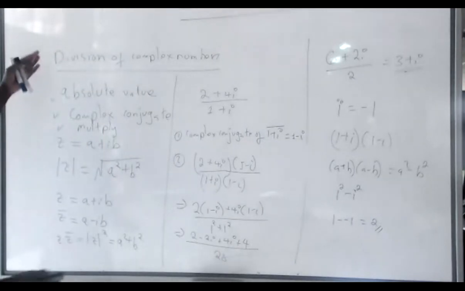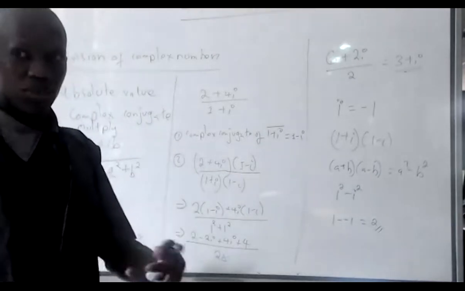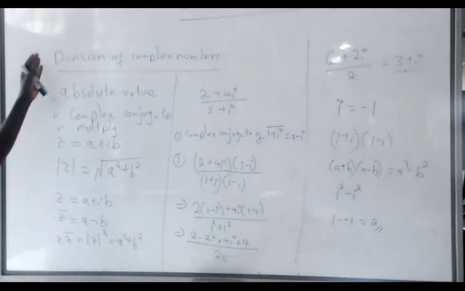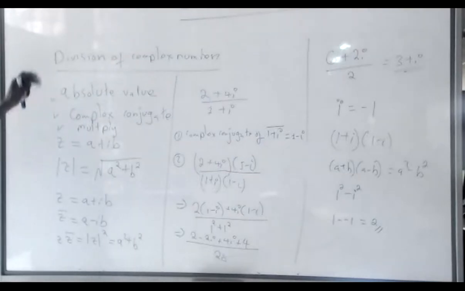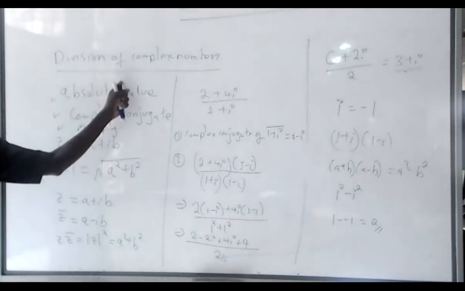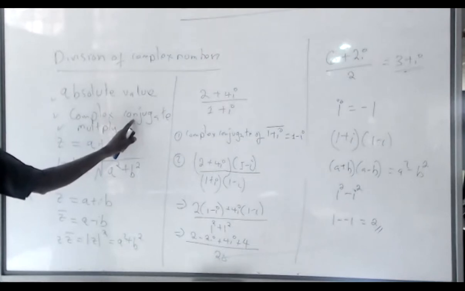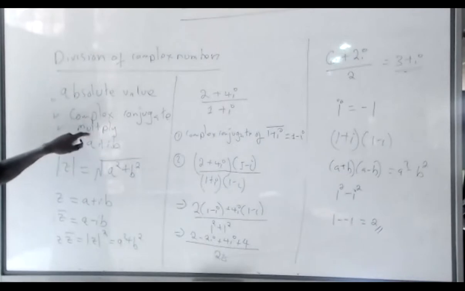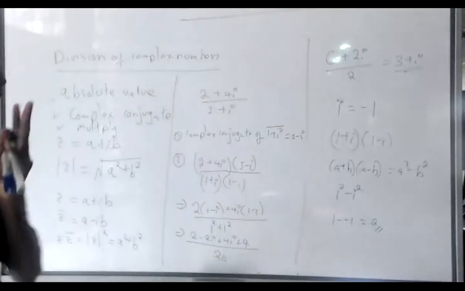Okay, so someone asked about division of complex numbers. In the last class, we did addition, subtraction, multiplication, and division. Before we started the class, someone asked that we repeat how we divide complex numbers. And I said that for you to divide two complex numbers, you must know how to find the absolute value of a complex number. You must know how to find the complex conjugate of a complex number. And lastly, you must know how to multiply complex numbers. All these three items are required for you to be able to divide two complex numbers.